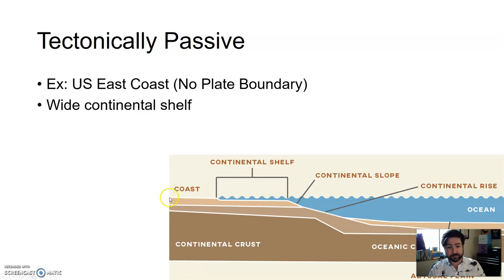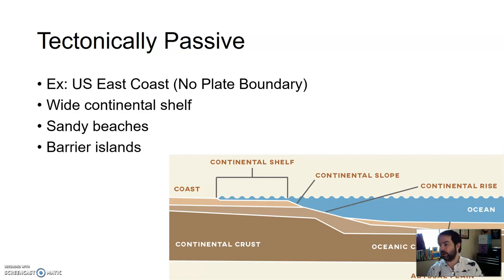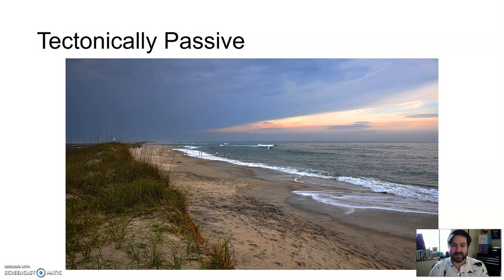So passive margins, not near a boundary, have typically a very wide continental shelf. They also typically have very sandy beaches and structures called barrier islands. So let me show you some images. So this is a tectonically passive margin.